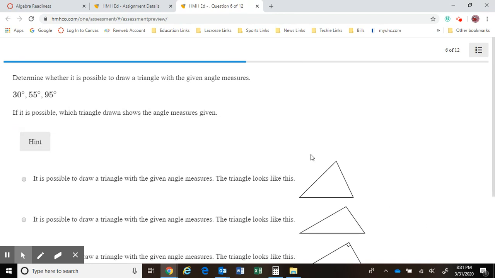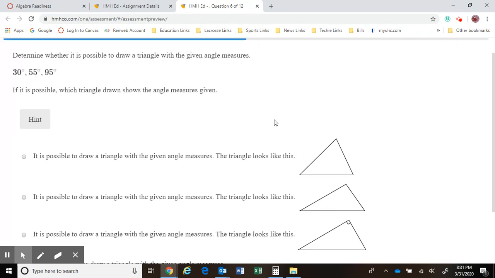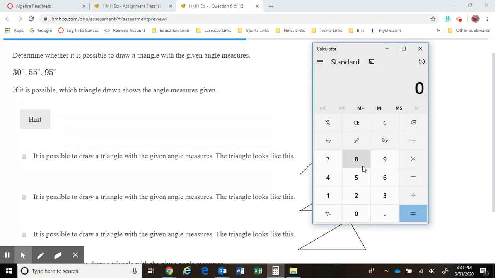Okay, question number 6. All right, so I got a 30-degree angle, a 55-degree angle, and a 95-degree angle. So let's add them up, make sure it's a triangle. 30 plus 55 plus 95. Okay, that equals 180, so I've got a triangle.